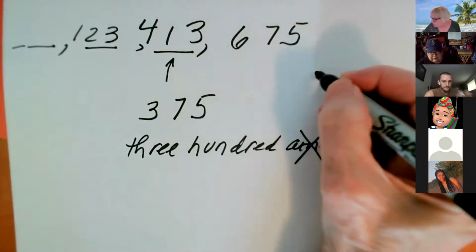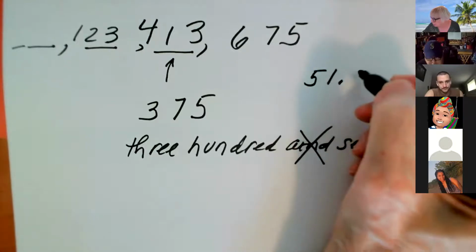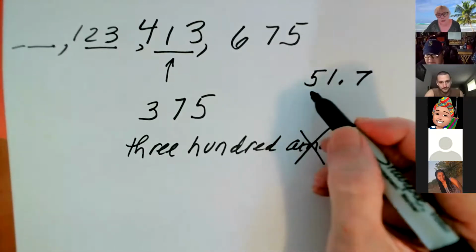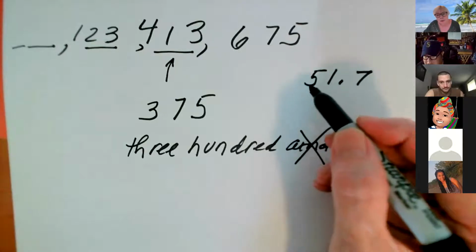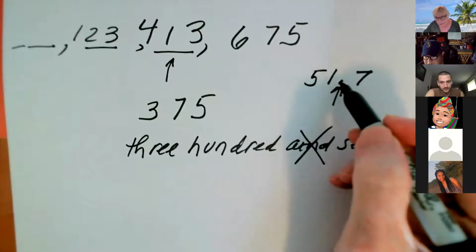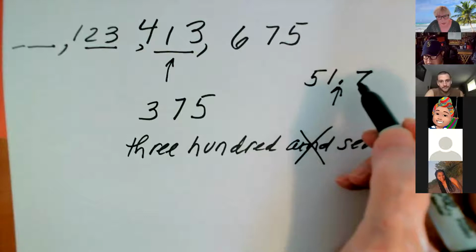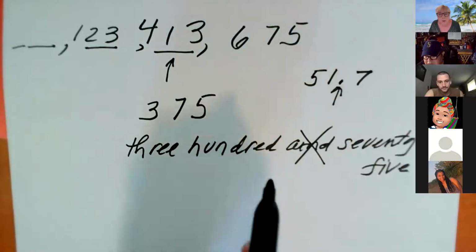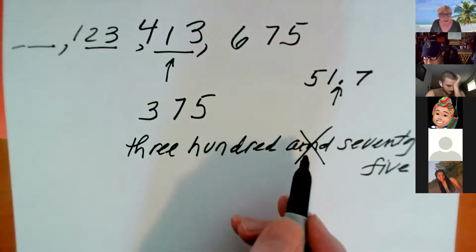So for instance, if you have 51.7, and we're not doing decimals yet, by the way, but this would be 51 and 7/10. That's where the "and" belongs. You can't have a couple of decimal points in a number, and so it does not belong elsewhere.